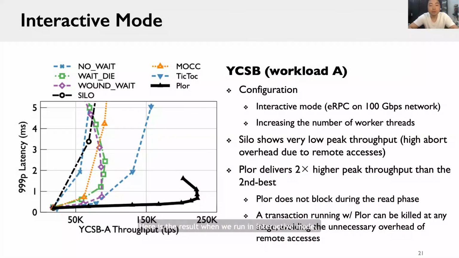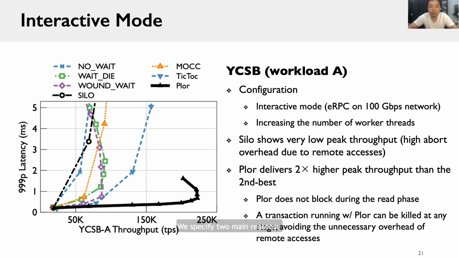Here is the result when we run in interactive mode, where we choose the YCSB-A workload. We can find that Silo shows very low peak throughput. By profiling, we find that Silo has a very high abort ratio. Furthermore, Silo can determine whether or not to abort a transaction only at the commit phase. Here, a transaction has already issued many remote accesses for data queries, leading to high abort overhead. Plor delivers almost 2 times higher peak throughput than the second best, while still keeping low tail latencies.